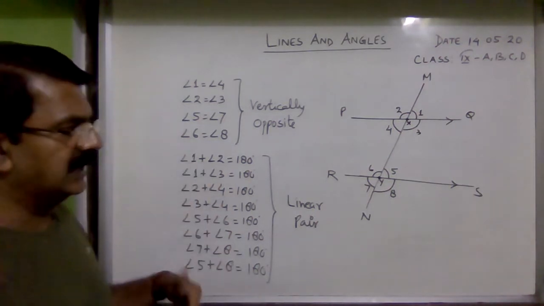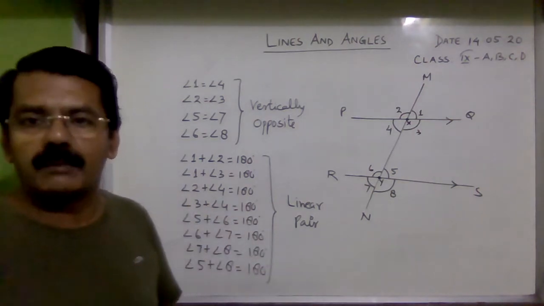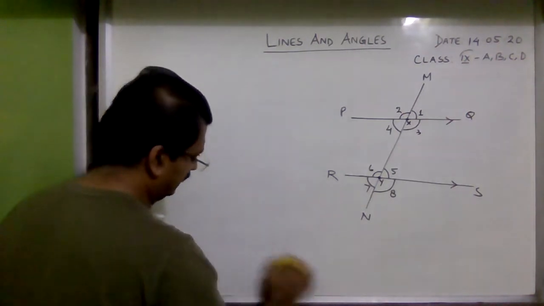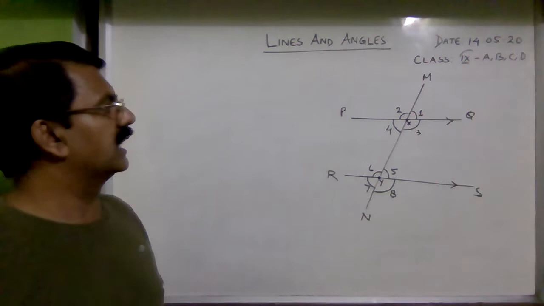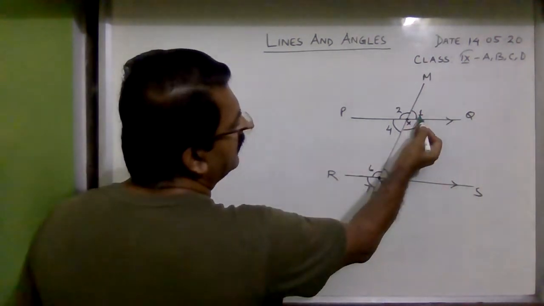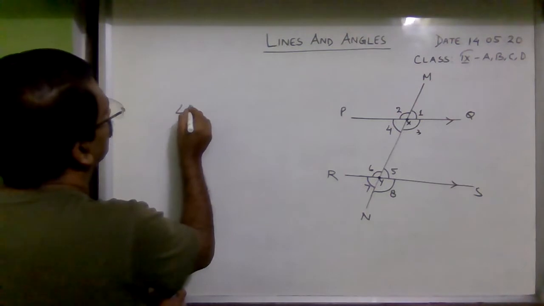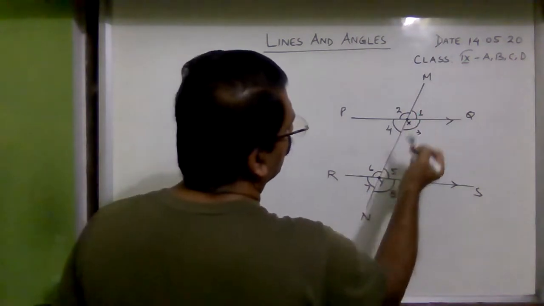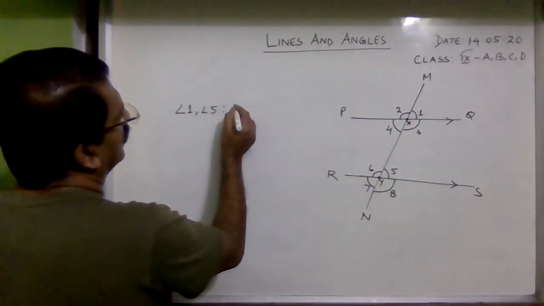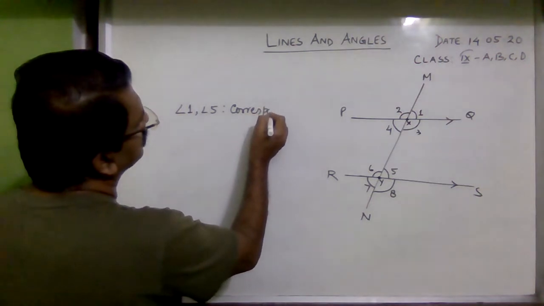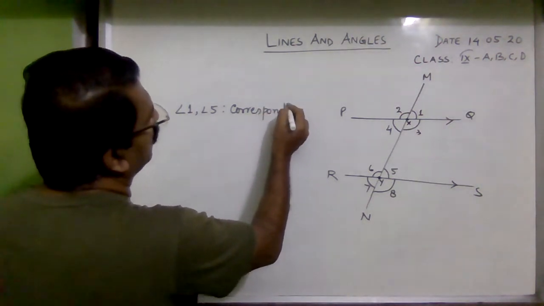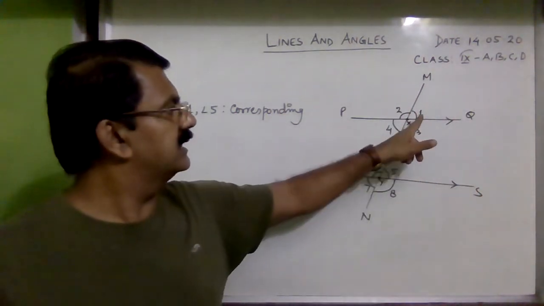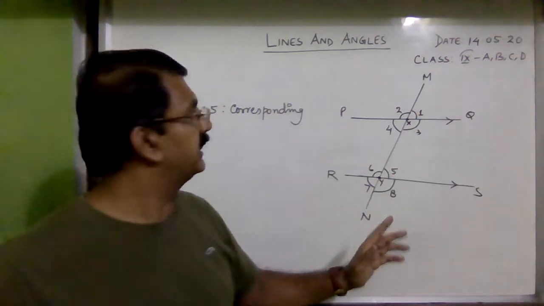Now I'll tell you about a few other angles, although you have already studied them in the junior classes. Angle 1 and angle 5 are called corresponding angles. When two parallel lines are there and there is a transversal, then angle 1 and angle 5 are called corresponding angles.